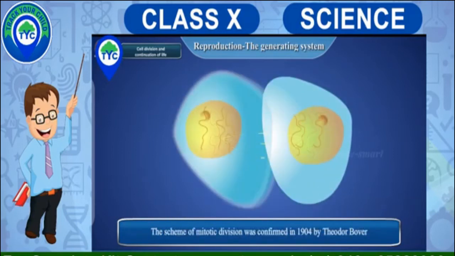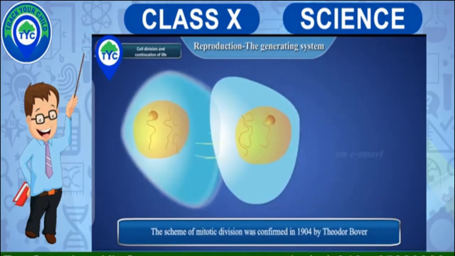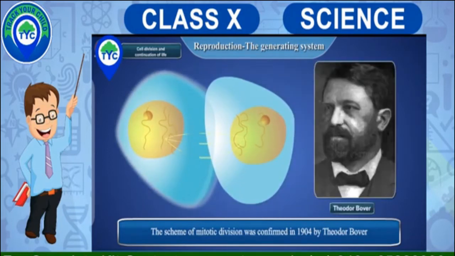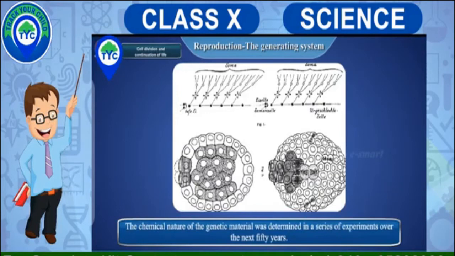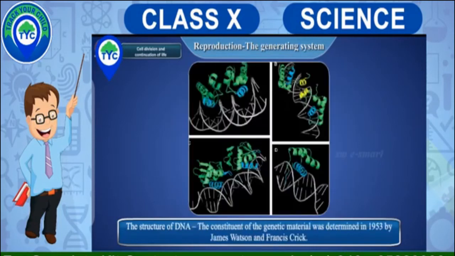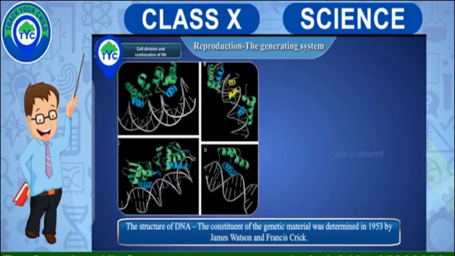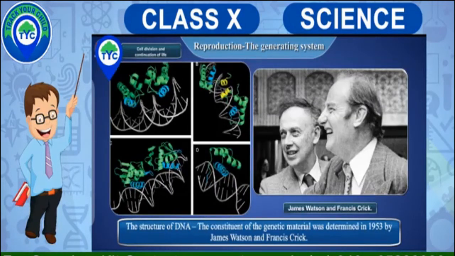The scheme of mitotic division was confirmed in 1904 by Theodor Boveri. The chemical nature of the genetic material was determined in a series of experiments over the next 50 years. The structure of DNA, the constituent of the genetic material, was determined in 1953 by James Watson and Francis Crick.